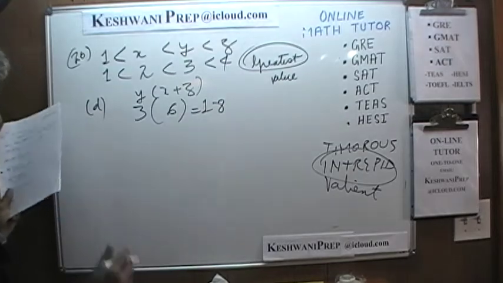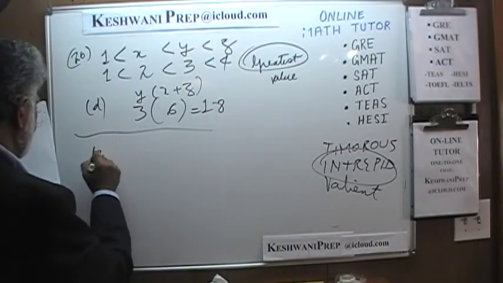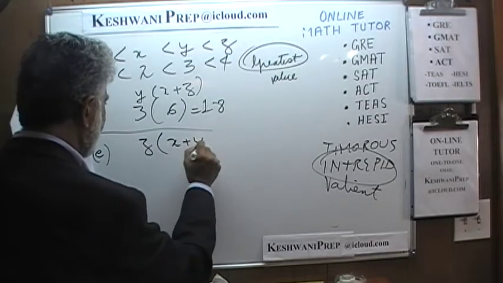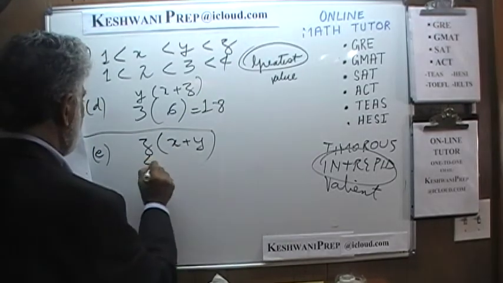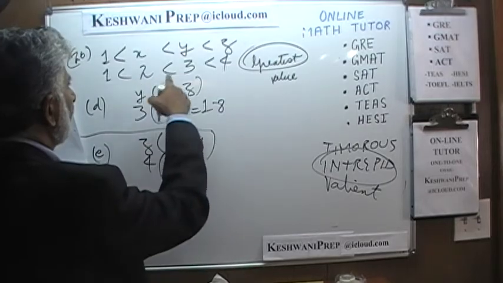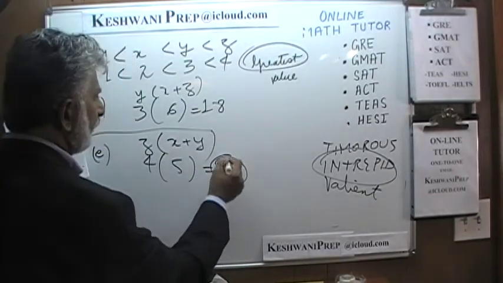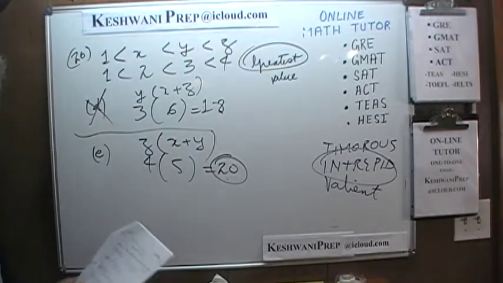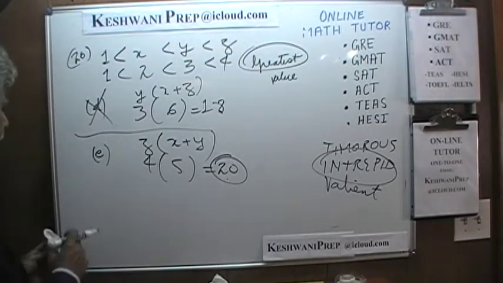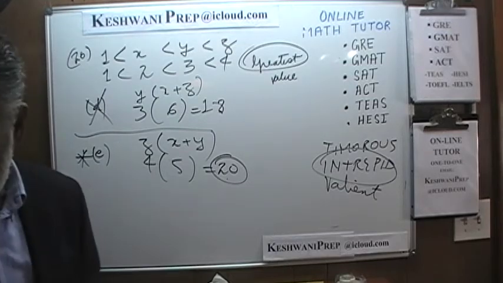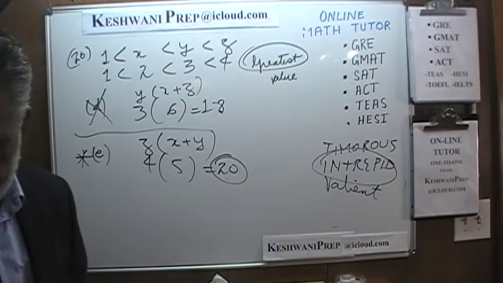Let's look at the very last one. E says z times x plus y. z is equal to 4, and x plus y is going to be 5. Voila, it is 20. 20 is more than 18. D is not the answer. The answer is E. The correct answer is E. And that was the end of it.